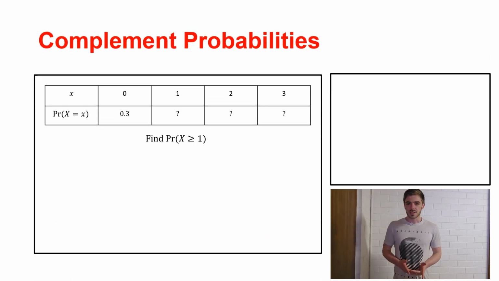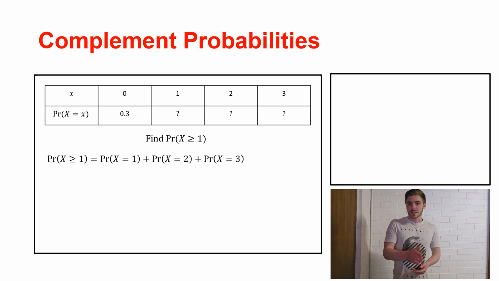I mentioned earlier that complement probabilities can be helpful for these. Let's look at another scenario where we're trying to find the probability that x is greater than or equal to 1. The table is mostly empty. The only thing we do know is the probability of x equals 0. In other circumstances, you might be able to just add x equals 1 to x equals 2 to x equals 3, but that will take a fair bit more time.